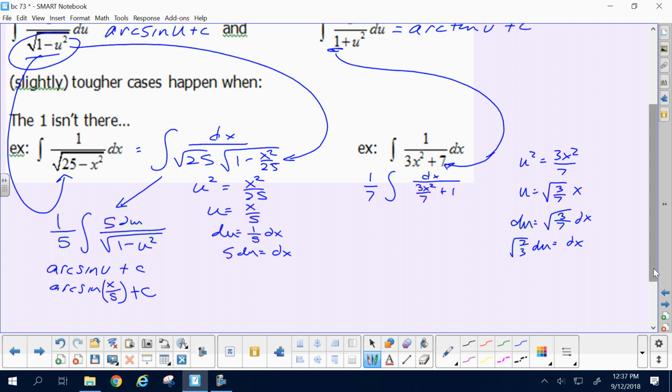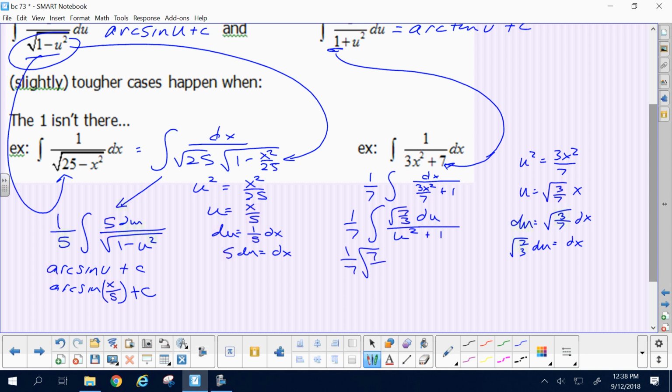So you try and fit the blueprint by making the 1. After you make the 1, you decide what u squared is. Then you find all the corresponding details. So here we go. 1/7. Let's substitute. dx is equivalent to root 7/3. You could definitely pull that up front, no problem. Over u squared plus 1. That then means what?